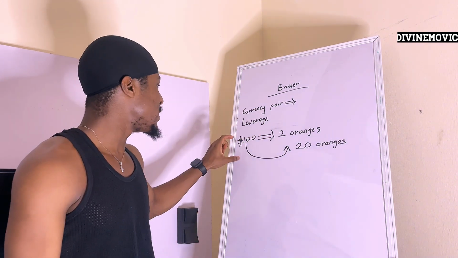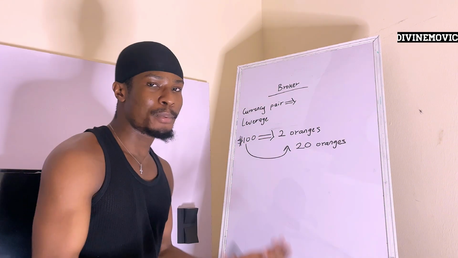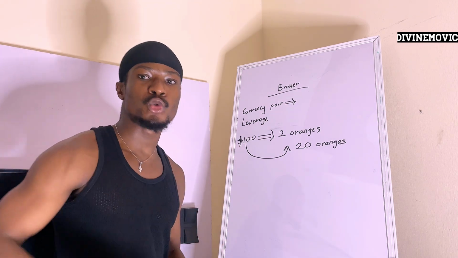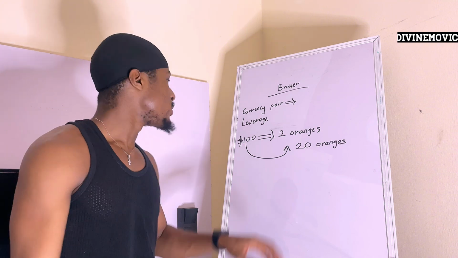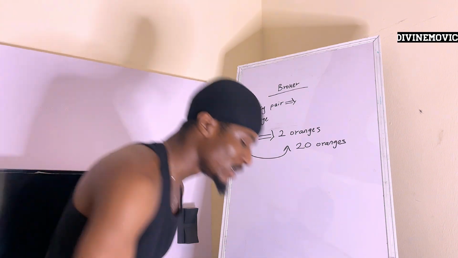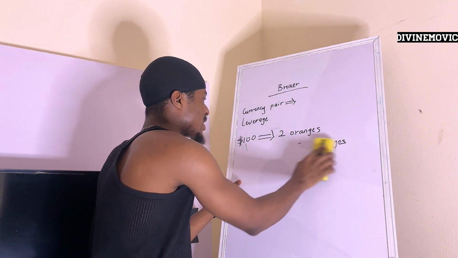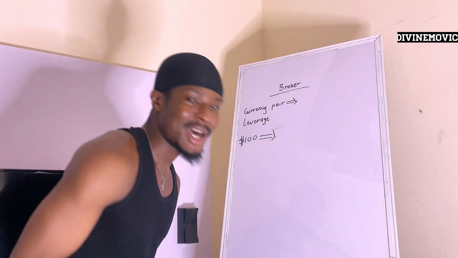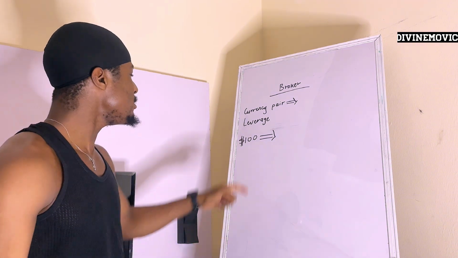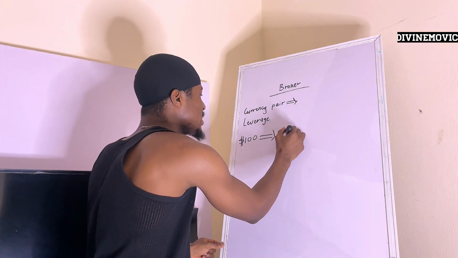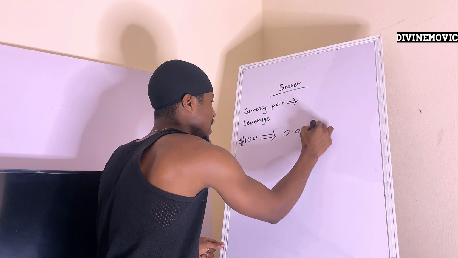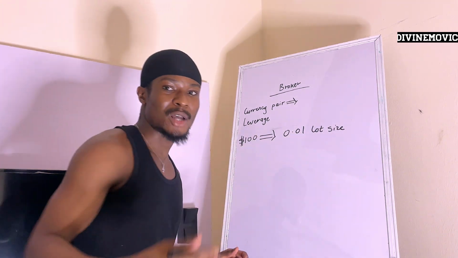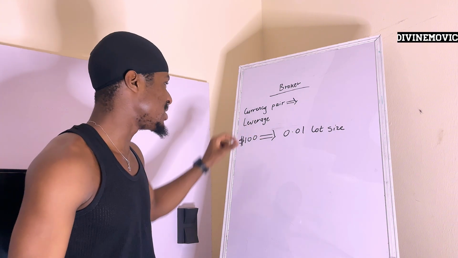So leverage is simply the help that the broker gives to you for you to be able to use what you have to get more of what you need. In forex trading, let me give it to you in a forex term: a leverage is simply the help that the broker gives to you, that if your $100 can enable you to open, let me say, 0.01 lot size. By the way, I'm going to explain what lot size is as we continue, but let me just try and make you understand what leverage is first.